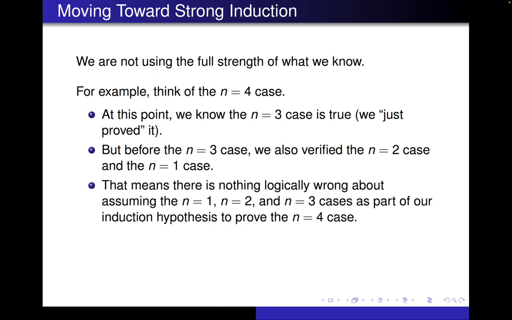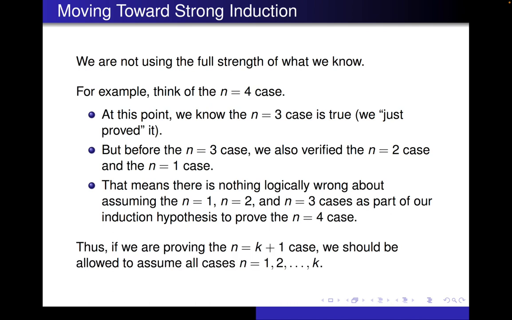Which means that if there's nothing logically incorrect about assuming that the n equals 1, n equals 2, and n equals 3 cases are true, we can assume those as part of our induction hypothesis in order to prove the n equals 4 case. So we don't just have to rely on the n equals 3 case to prove the n equals 4 case. We can rely on any case that came before n equals 4 in order to do that. In general, if we want to prove the n equals k plus 1 case, which is what we do in induction, we should be allowed to assume all the cases n equals 1, 2, all the way through k.